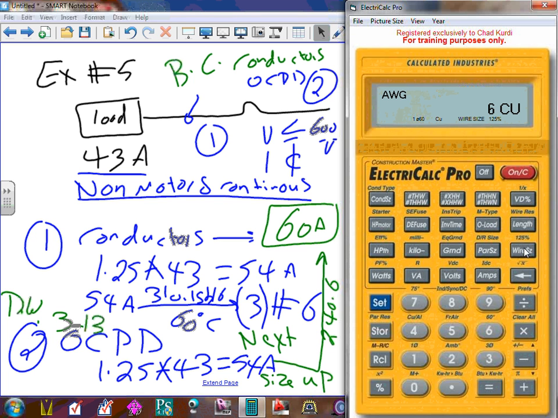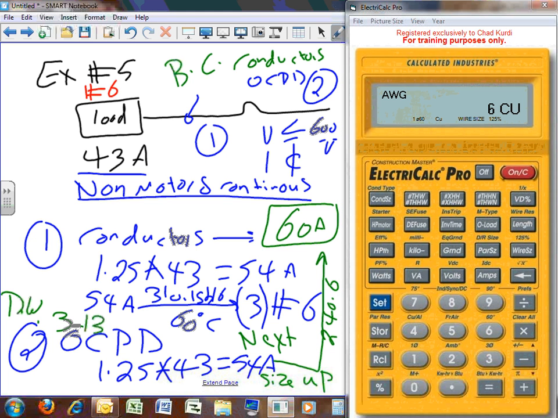Now, suppose this was not a continuous load. Look at the difference. Now, I want you guys to wake up. Suppose that this was not a continuous load. And I'm going to do it right on it with a color. Which color have we used? Red. I'm going to do another example, number 6, right at the top of it, so you can see the difference. This is also non-motor, non-continuous. Are we with me?